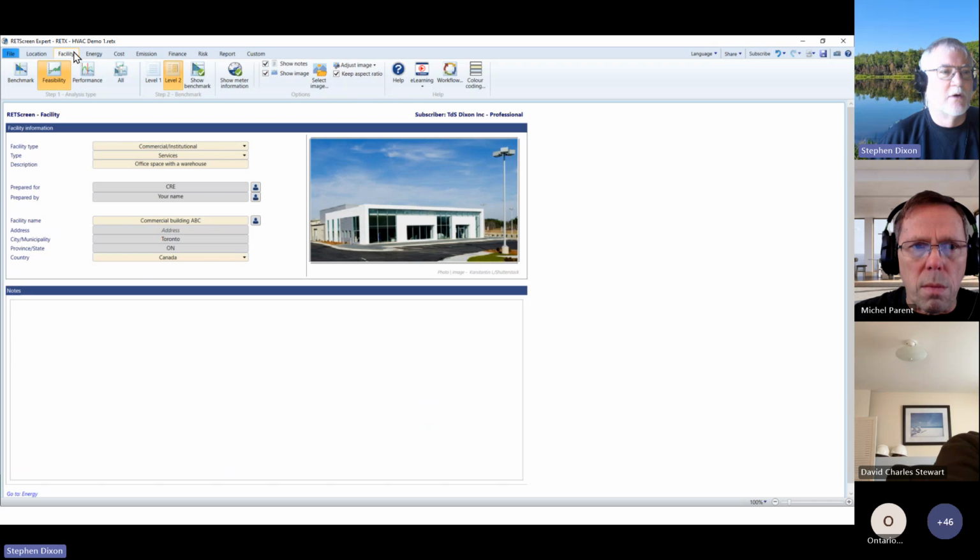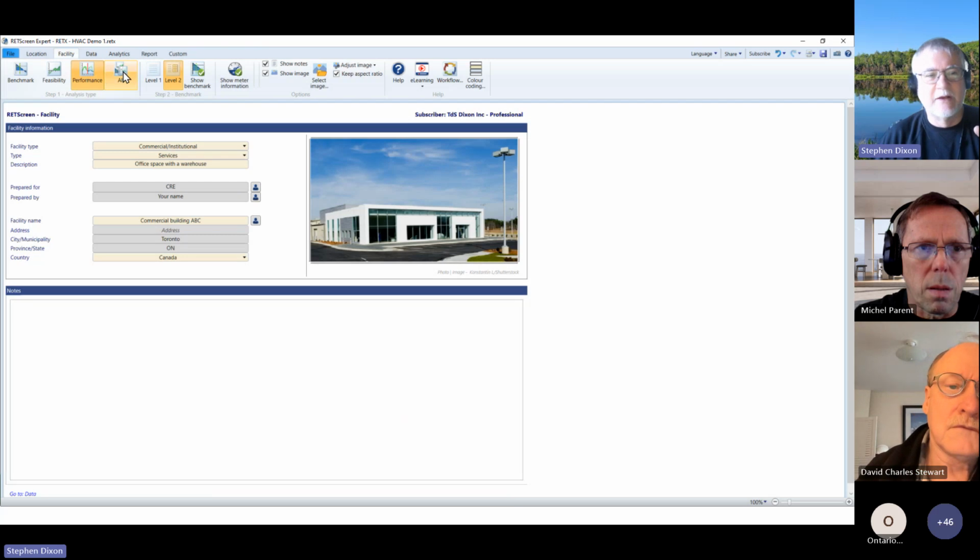We go over to the facility page, and I'm going to open up all the things across the top. If I click on performance, I'm going to see a place where I can get data. So that's the simple answer to your question. Go to performance, but you can get there also by going all as well. So this doesn't get rid of what we had before, which was feasibility.